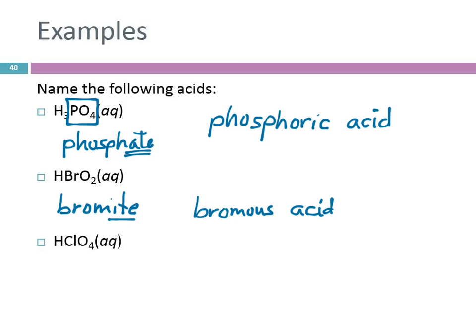How about this one? What's ClO4? Perchlorate. Because this is the hyper version of chlorate. Chlorate is ClO3. This is perchlorate, one more oxygen. So I change the ate to ic, and I get perchloric acid.